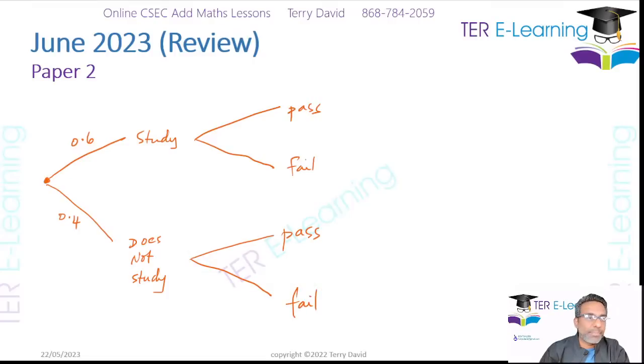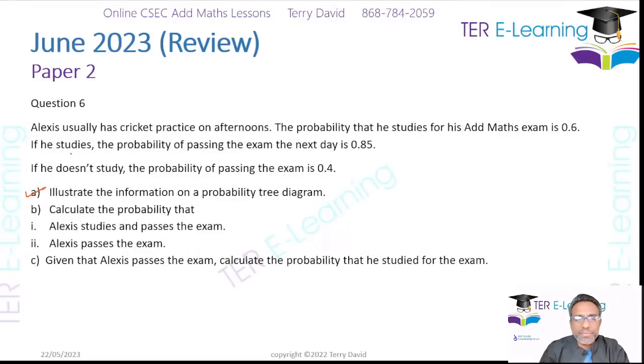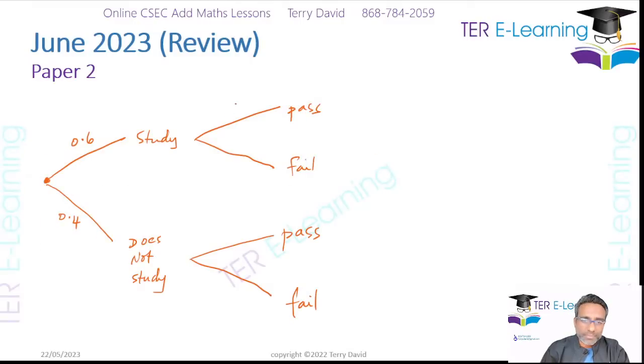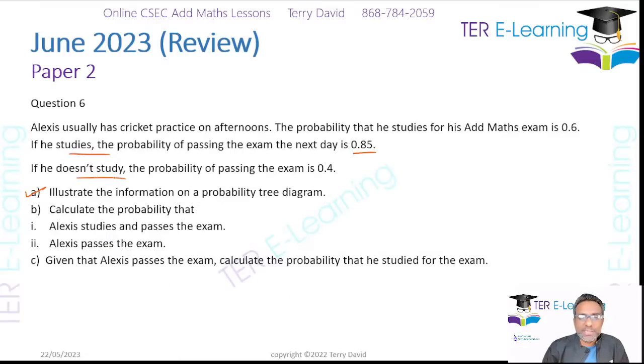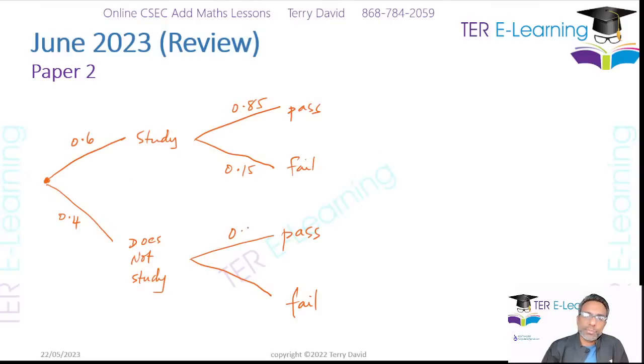So I just need to put in the probabilities there. If he studies, probability of passing is 0.85. So this here is 0.85, and this one here is going to be 1 minus that, so that's 0.15. So we've worked out the probabilities. When you're drawing a probability tree, you must include all your probabilities. So in the next one here, we said if he doesn't study, probability of passing is 0.4. So therefore, this here is going to be 0.4, and therefore this has to be 0.6. Did you get a diagram looking like that?